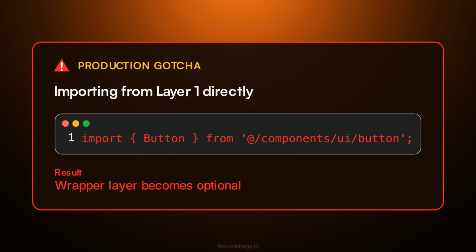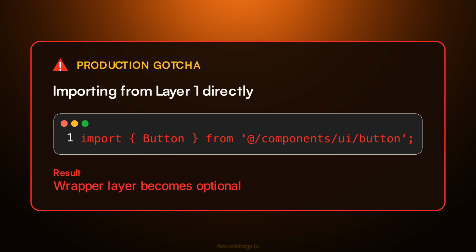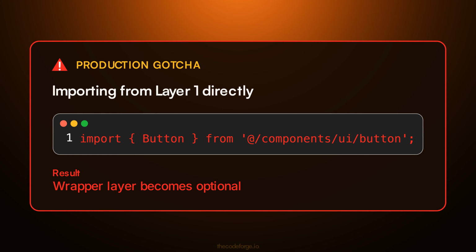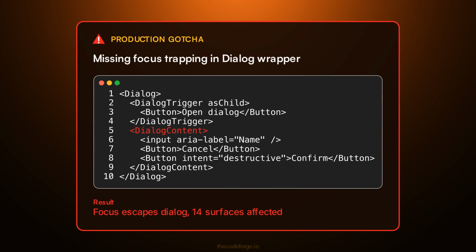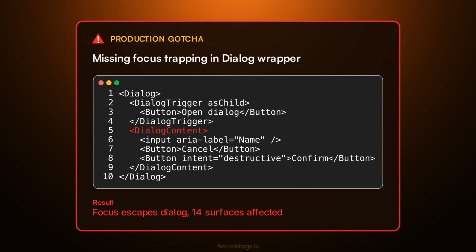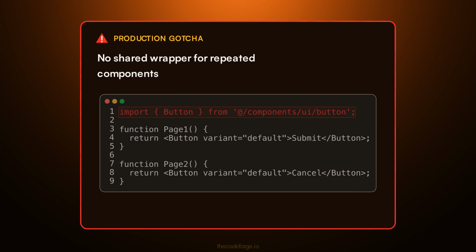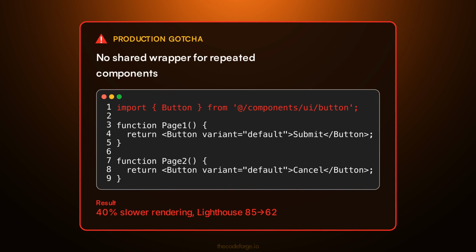If application code imports directly from the primitives directory, your abstraction layer becomes optional. Developers will bypass it, leading to inconsistency and performance issues. A media company's shared Dialog wrapper had broken focus trapping, a single line missing from the Radix composition. Every feature that used Dialog inherited the bug, affecting 14 product surfaces. This is the exact pattern that caused the incident.